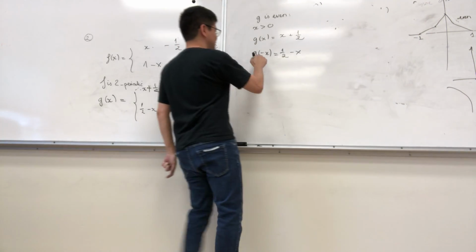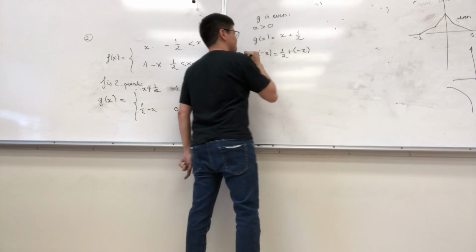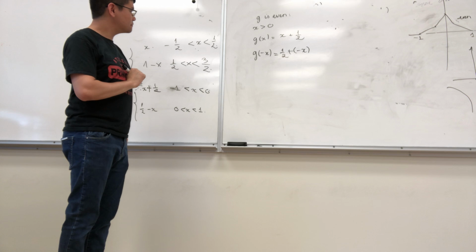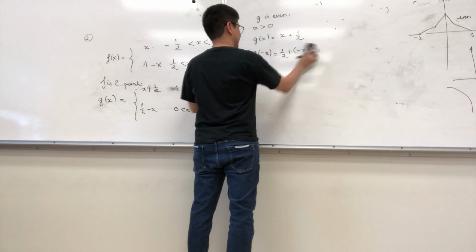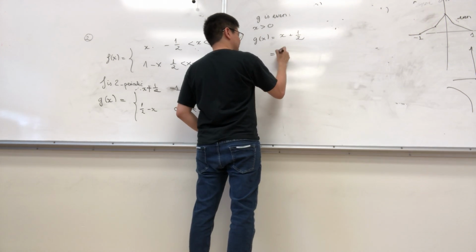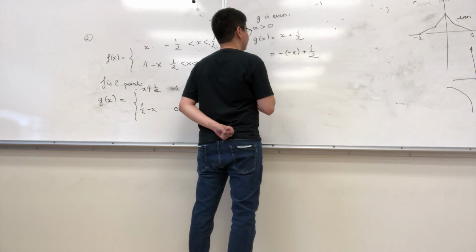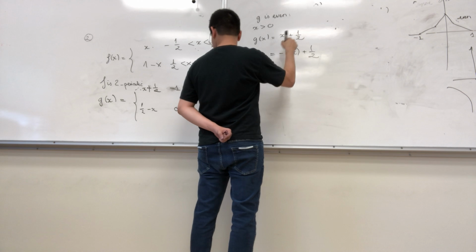So this is plus or minus x, right? The g of x should be minus x plus 1/2, because it's when x is greater than 0. So this is minus of minus x. No, the first line is wrong. It should be g of x equals 1/2 minus x.